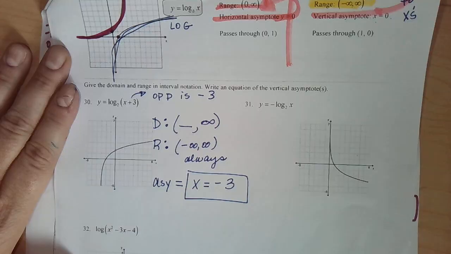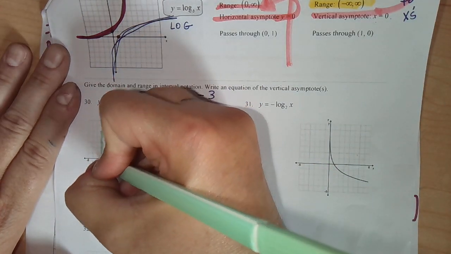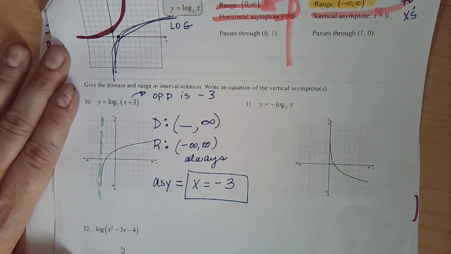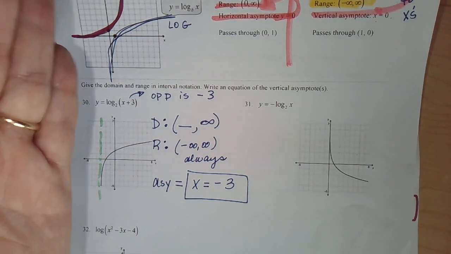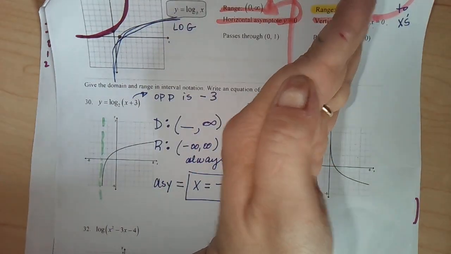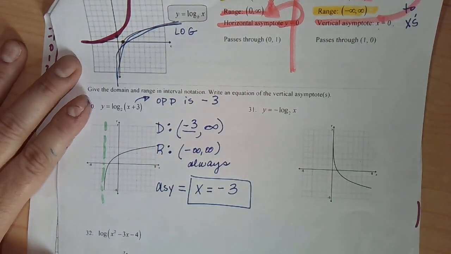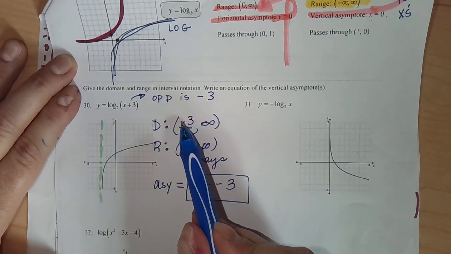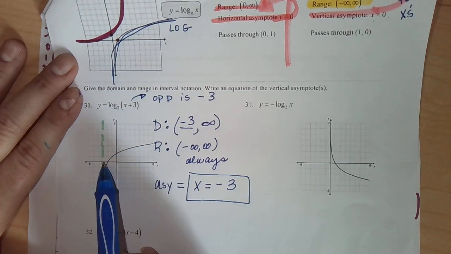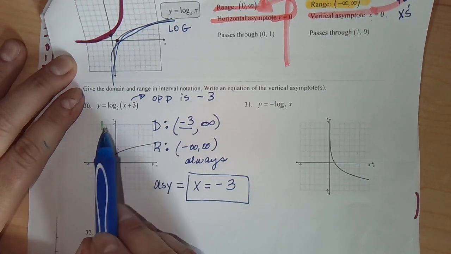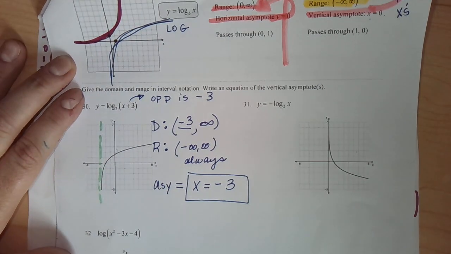All right, let's look at this. If I have my asymptote at negative 3, what's my domain? It's from negative 3 over to the right. And we have a parenthesis because of that asymptote. It means we can never touch this asymptote.